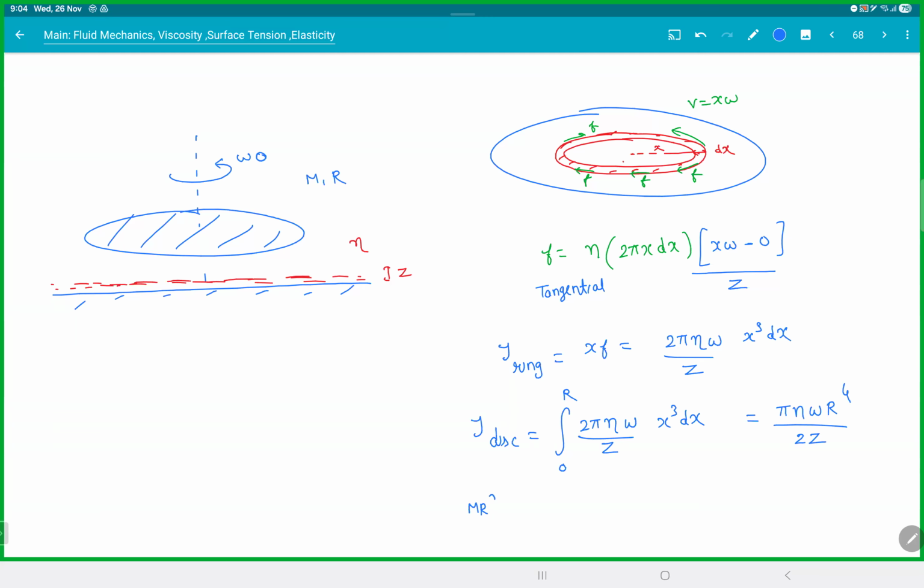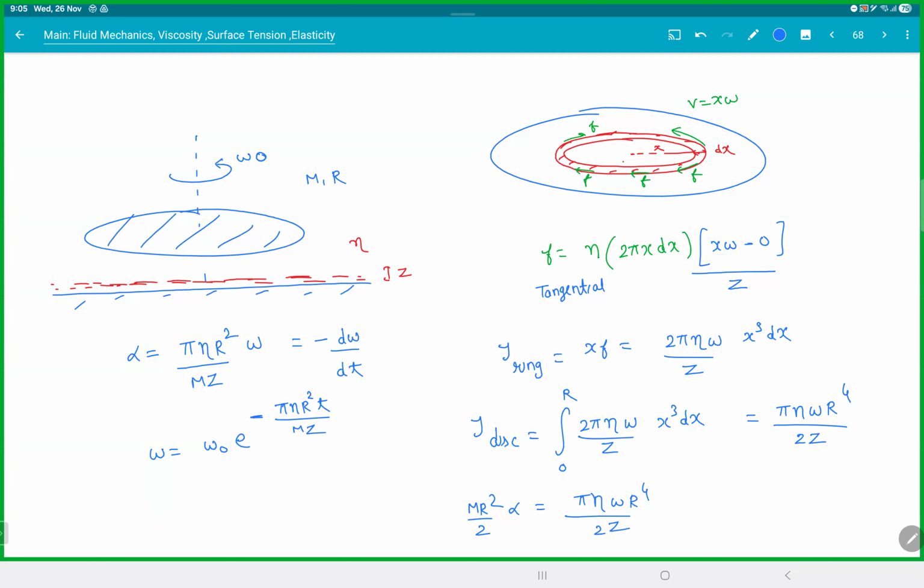I is nothing but mr square by 2. 2 goes off, 1 r square goes off. We end up with alpha is equal to pi eta r square by mz into omega. But alpha is nothing but minus d omega by dt because it's decelerating. Integrate this. You get omega is equal to omega naught e power minus pi eta r square t by mz. It takes infinite time to stop. Clear with this?